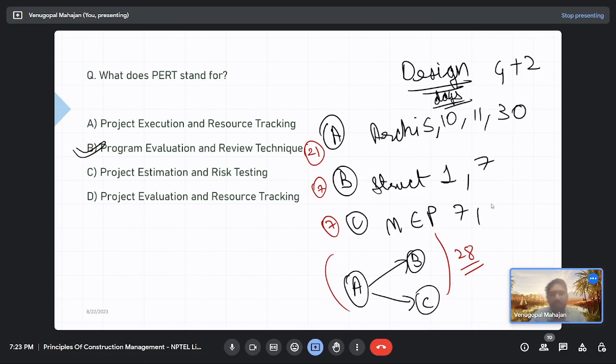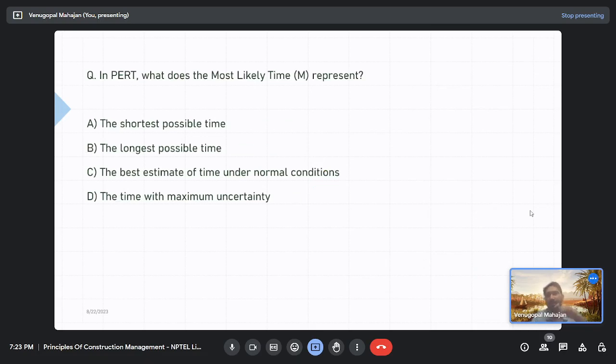Okay, so PERT, what does the most likely time represent? We saw it here, right, 2177. So what does the most likely time represent? It is not the shortest, not the longest, it is the best time estimate under normal conditions, right?